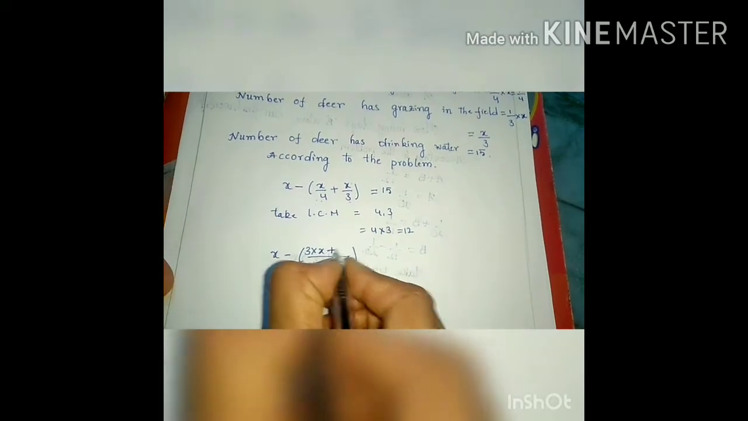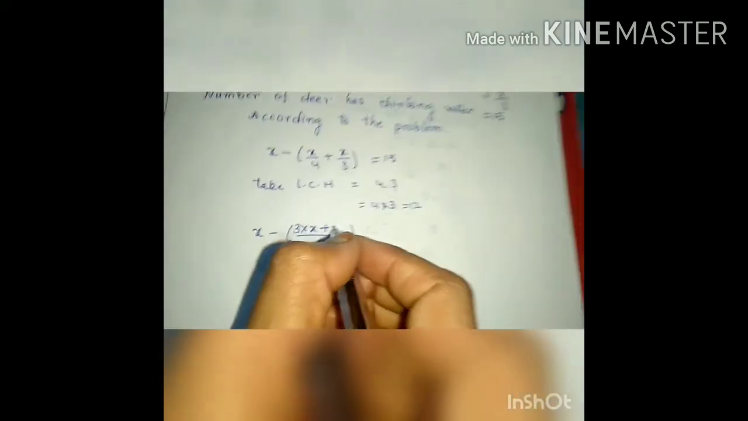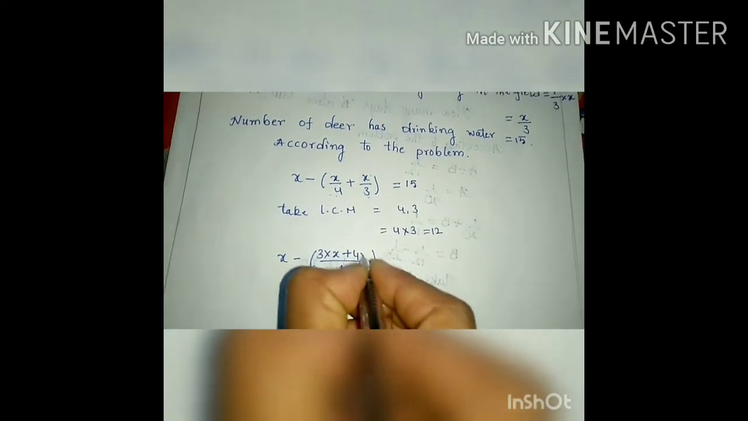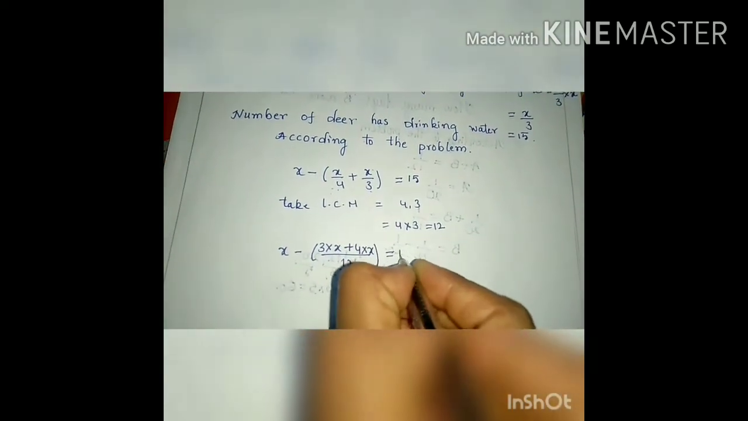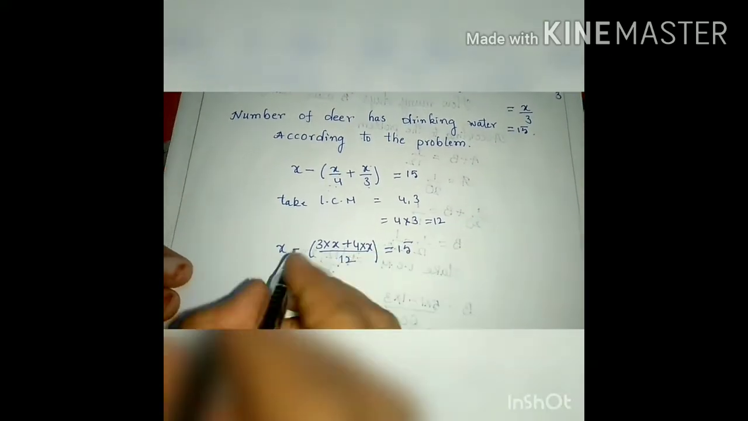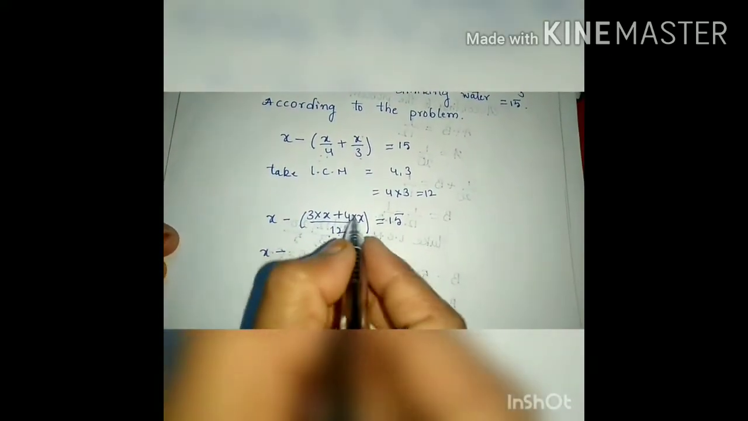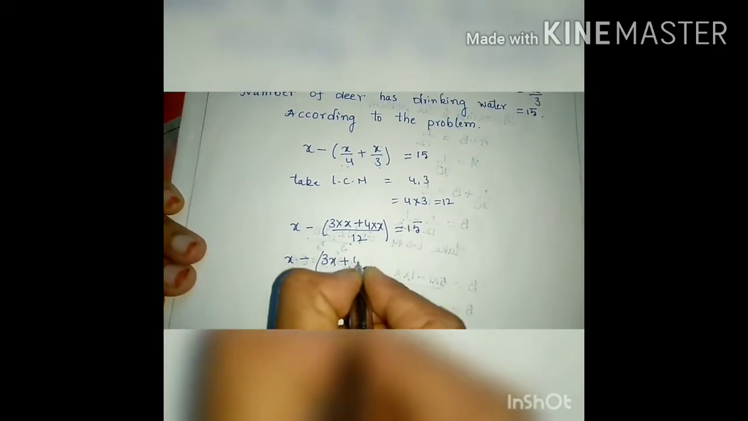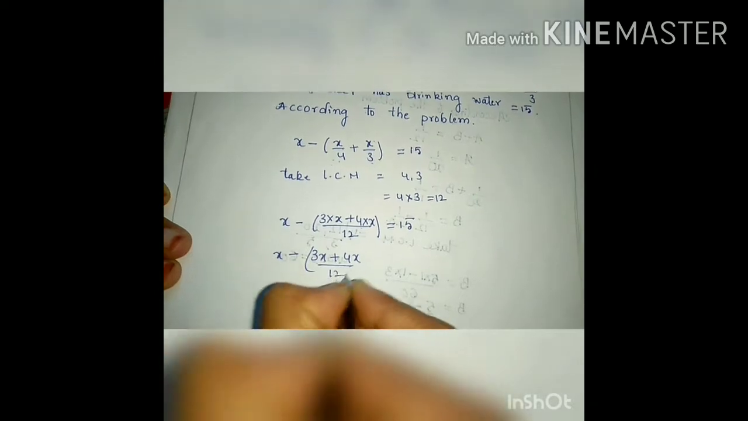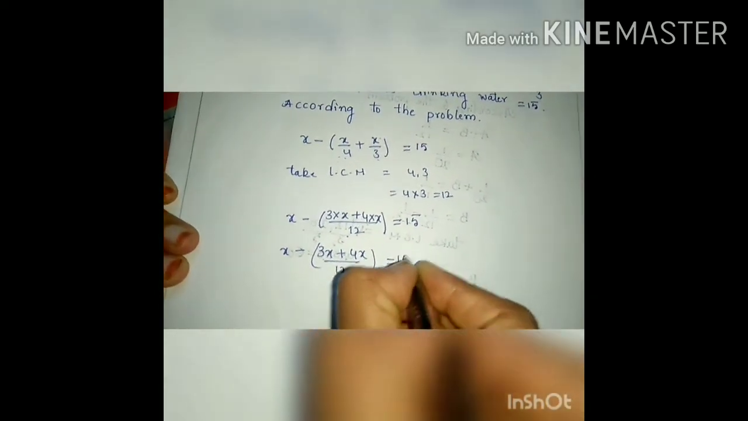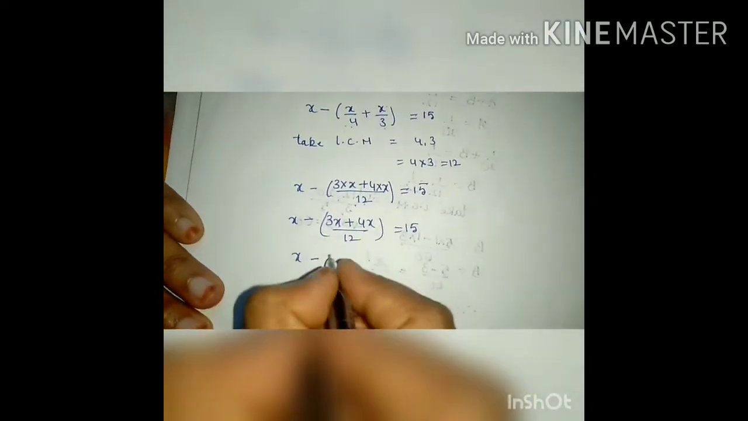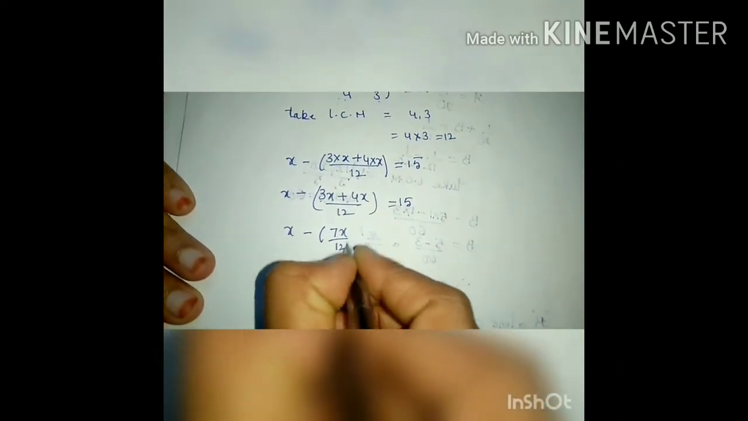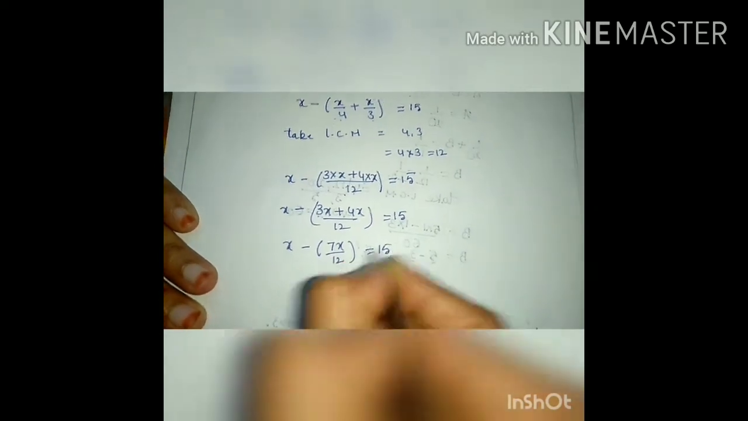3x plus 3: how many times is it possible in 12? 4 times. 4 into x is equal to 15. So x minus 3x plus 4x, that is, 3 into x is 3x, plus 4 into x is 4x, by 12 equal to 15. So x minus 3x plus 4x is 7x by 12 equal to 15.